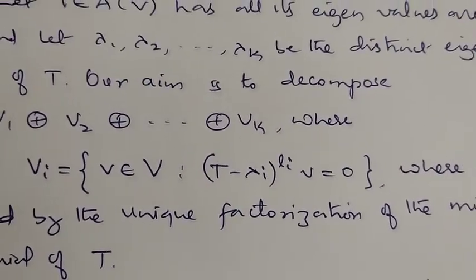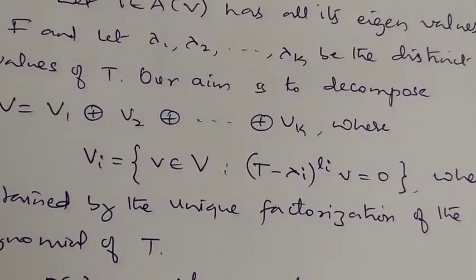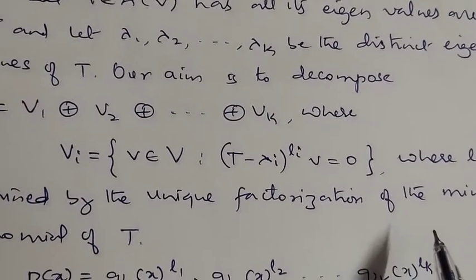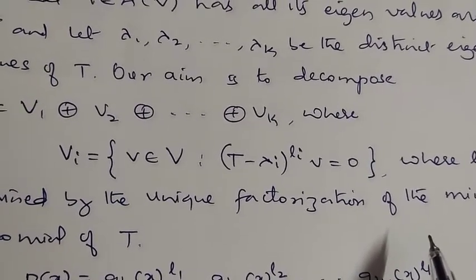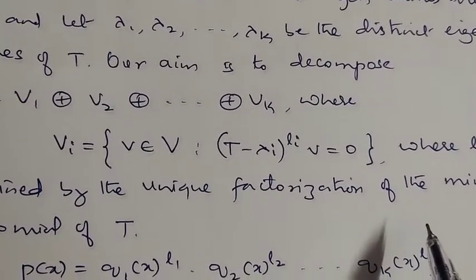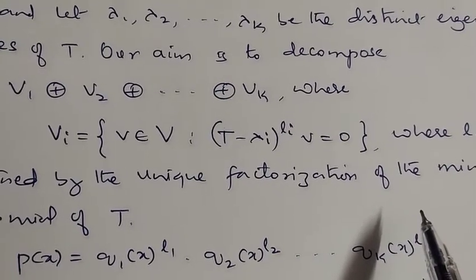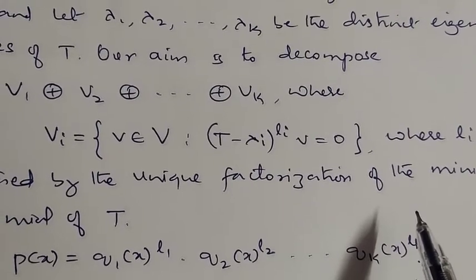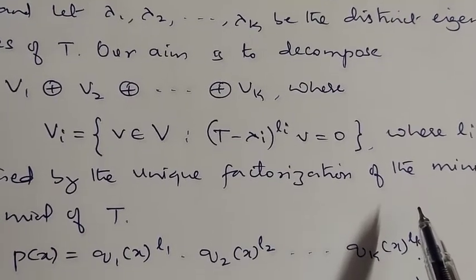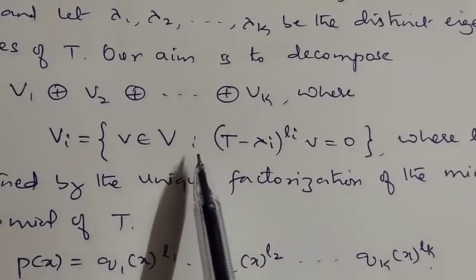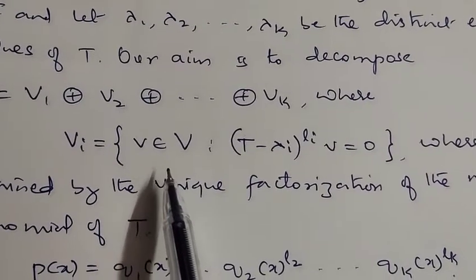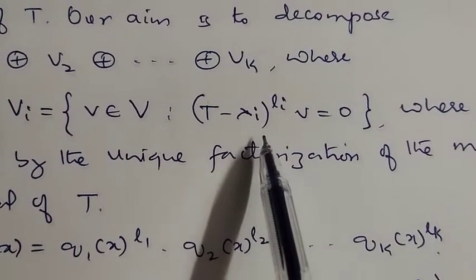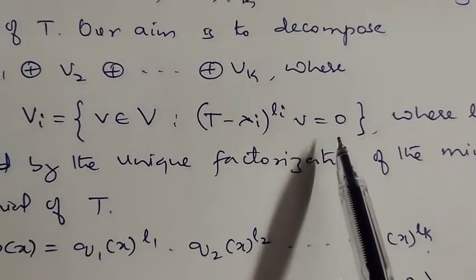In the last class you learned how to decompose the given vector space as a direct sum of subspaces, where Vi is the set of all v belonging to V such that qi of x to the power Li of v is 0, where qi of x is an irreducible polynomial. Here we construct Vi in such a way that it contains those vectors v belonging to V such that (T minus lambda i) to the power Li of v is 0.